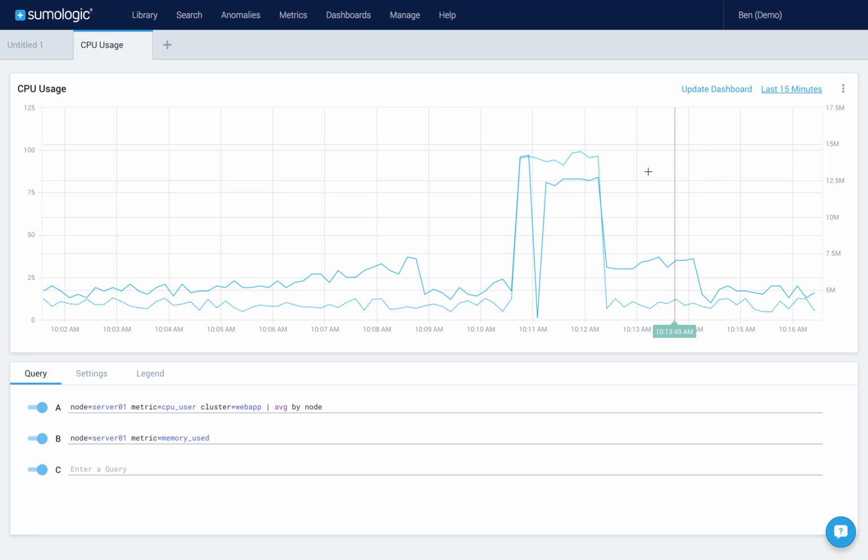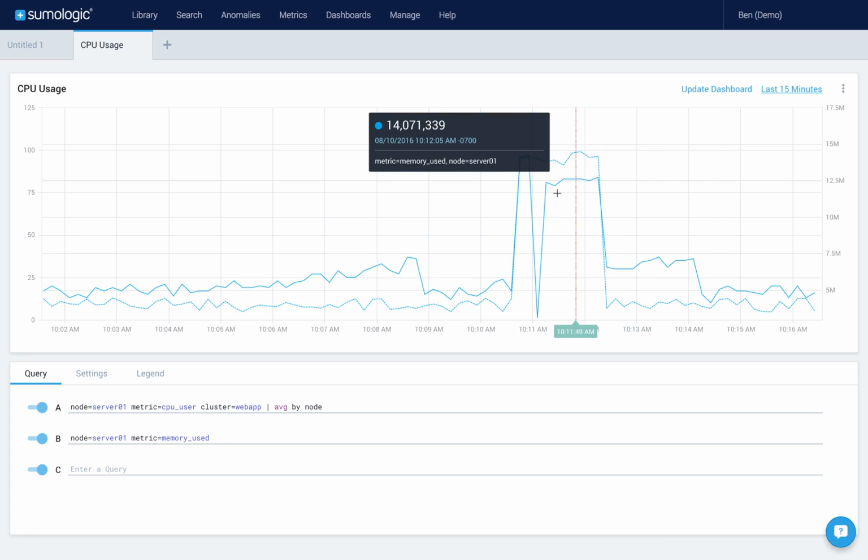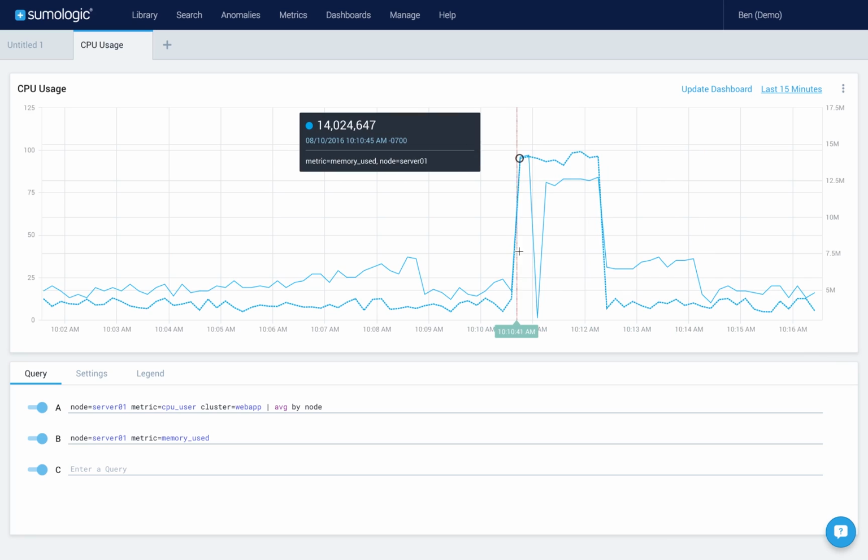I'm seeing memory overlaid with CPU. And I can see a very high correlation here. At the same time that I had a huge CPU spike, I had a very large memory spike as well. So this has helped me determine that there's probably something going on in this particular system.